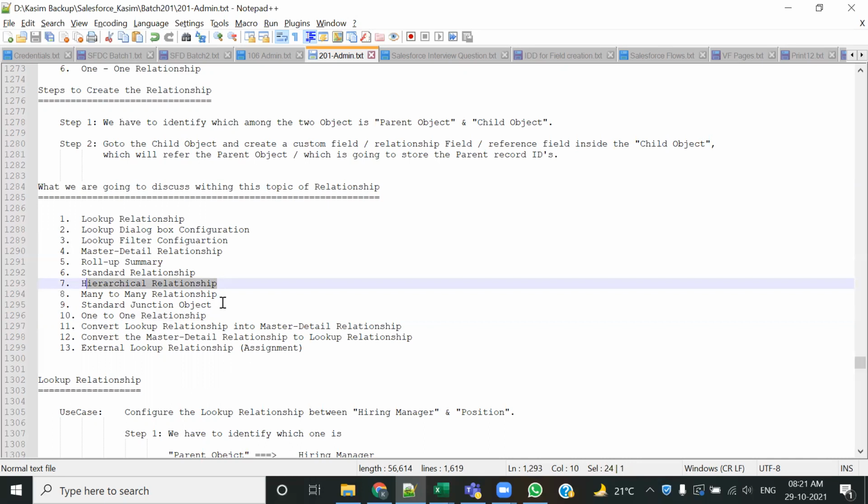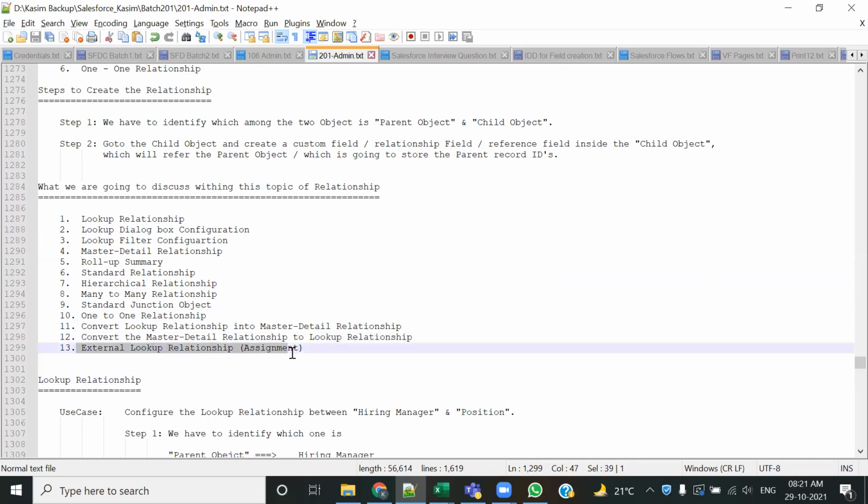So what is the hierarchy? Then many-to-many, standard junction object, one-to-one, and finally the conversion of a lookup relationship into master detail and vice versa. That is, how to convert a lookup relationship into a master detail relationship, and then how to convert a master detail relationship into a lookup. That is also one of the things you are going to learn.